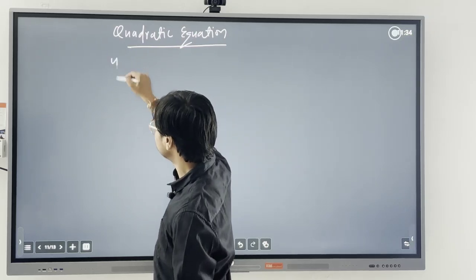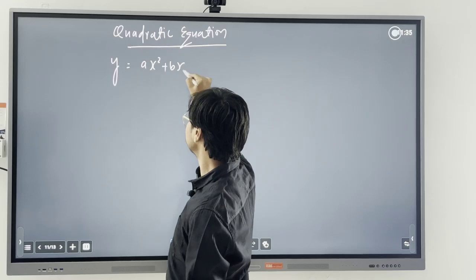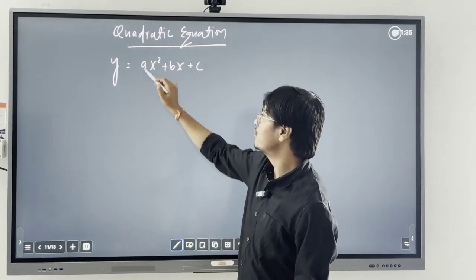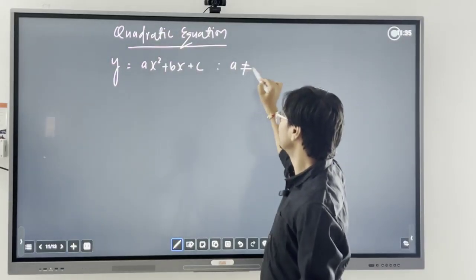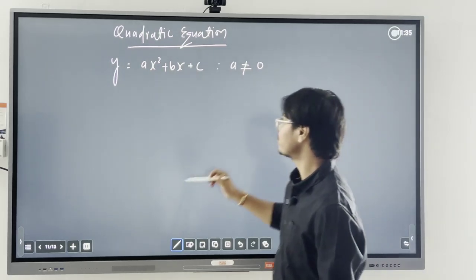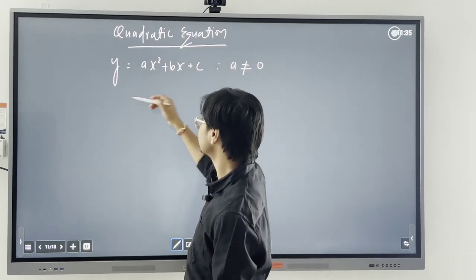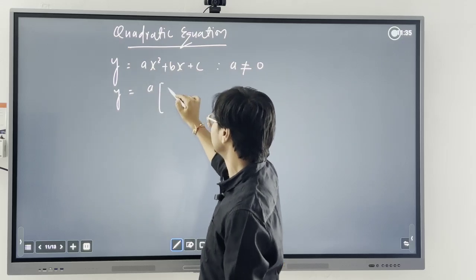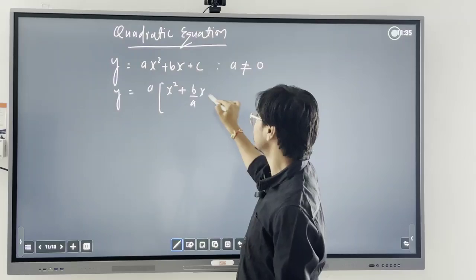So a general quadratic function is defined as y is equal to ax square plus bx plus c. The degree of the quadratic should be 2, that means the coefficient of x square is not equal to 0, that is a does not equal 0, where a, b, c belong to rational numbers or real numbers. If we take a common, then the equation will become y is equal to a bracket of x square plus b upon a into x plus c upon a.